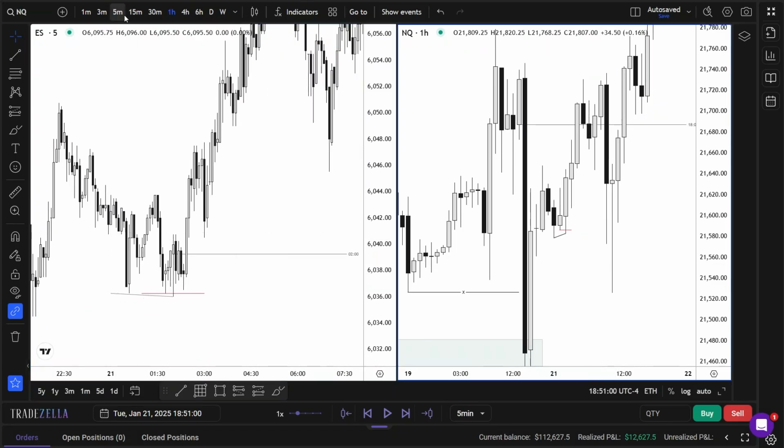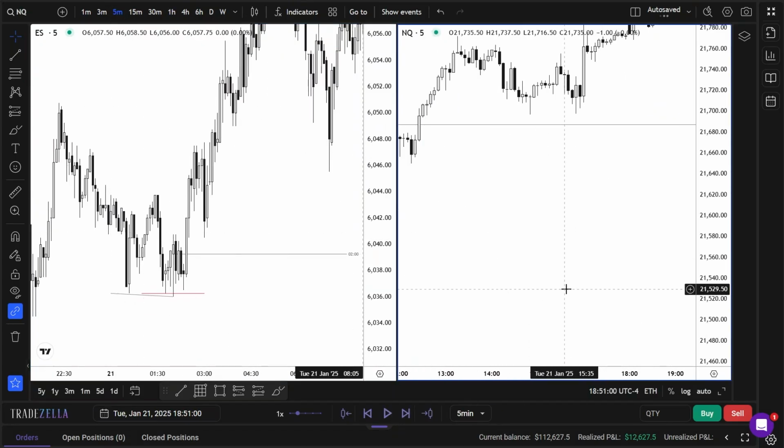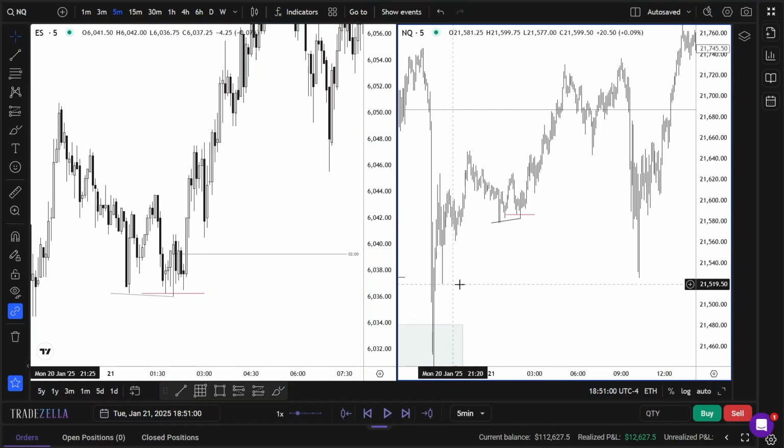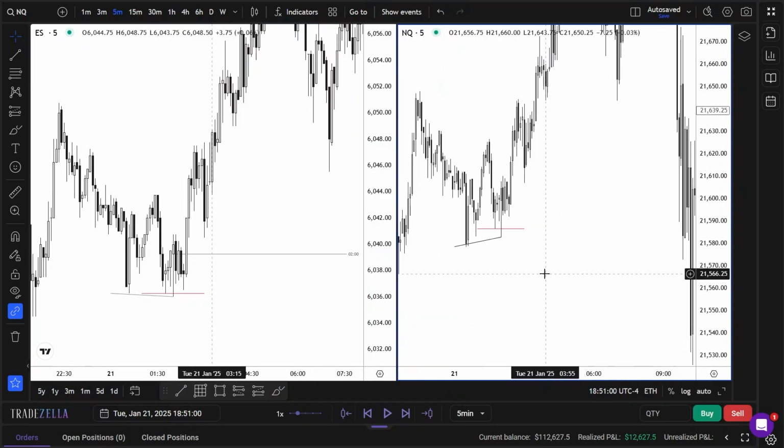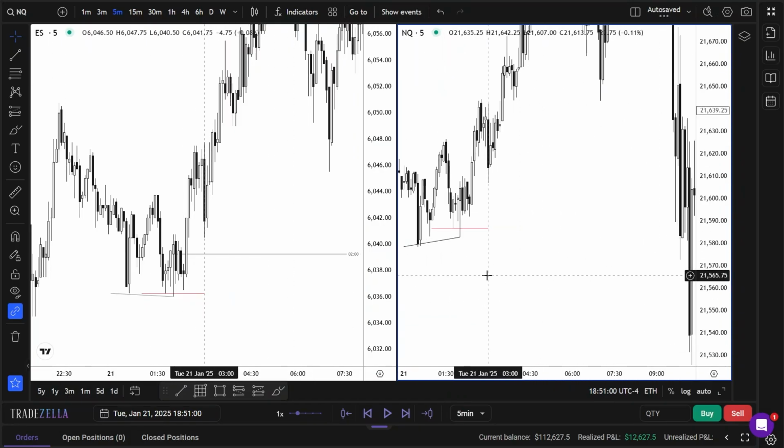So we drop down now on the lower time frame, on our entry time frame, execution time frame, which is the 5-minute. Which candle are we trading? We are trading the 3 a.m. candle, right? Which is the expansion candle. We are aligning ourselves with expansion. That is what we want to do.